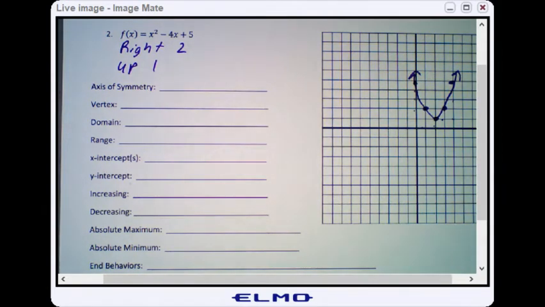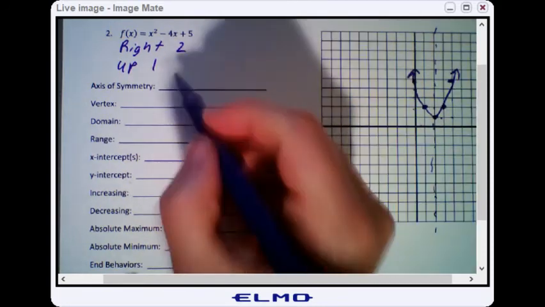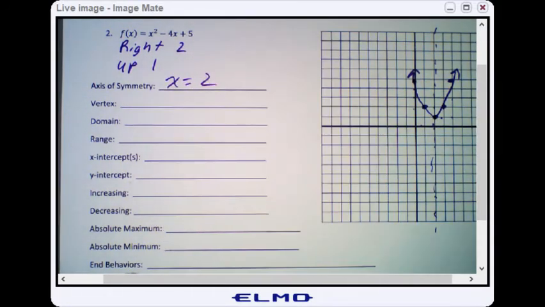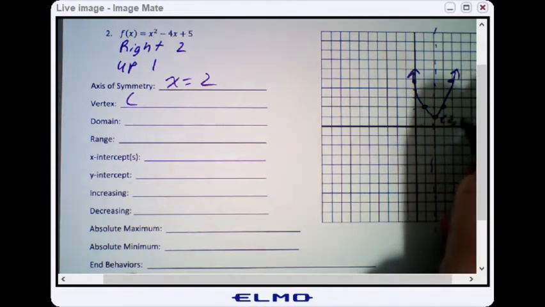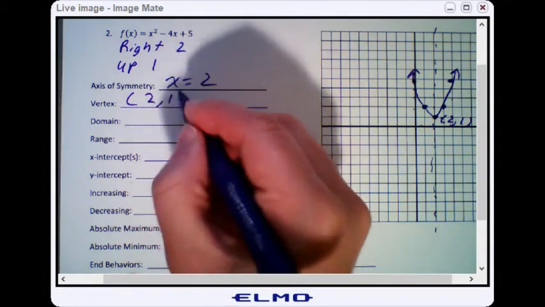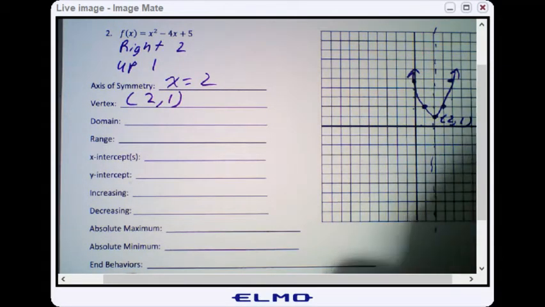My axis of symmetry here. So where is it going to? What vertical line will cut it in half? So it's going to be x equals 2. My vertex is at 2, 1. My domain, I can always go left. I can always go right. So it's going to be all real numbers.